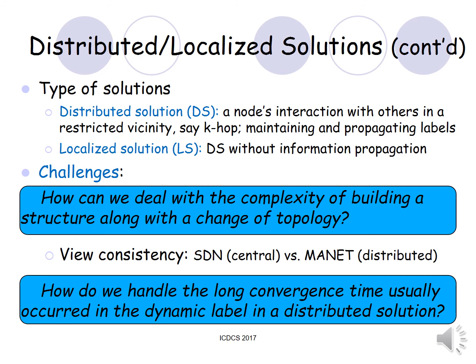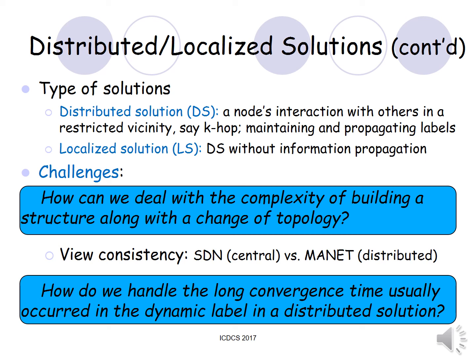So before we look at some of the challenges, let's just classify the solution into two types. Obviously, we know the centralized solution, but we also have a distributed solution. We all know that it's a node's interaction with others in a restricted vicinity, say within K-hop, to maintain and propagate labels. Localized one is a special type of distributed solution without information propagation. So that means you decide those links or labels locally.